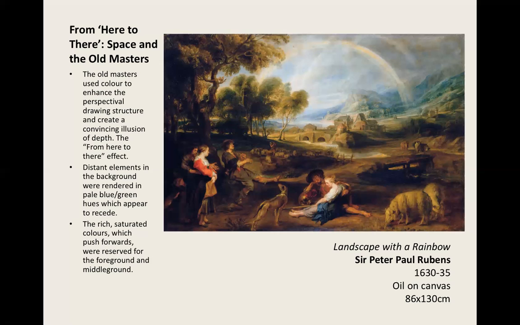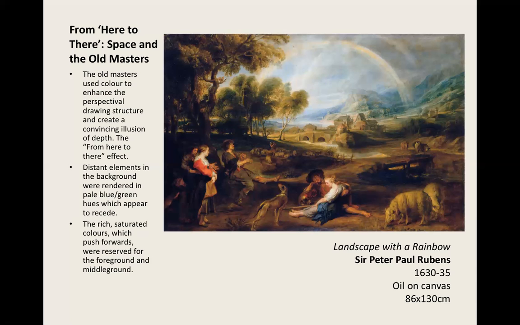Look at this painting by Rubens. It's a landscape painting. There's a very strong sense of recessive depth. That means it seems to go from the foreground to middle ground to background. It feels extremely convincing the way it goes. How has Rubens achieved this?